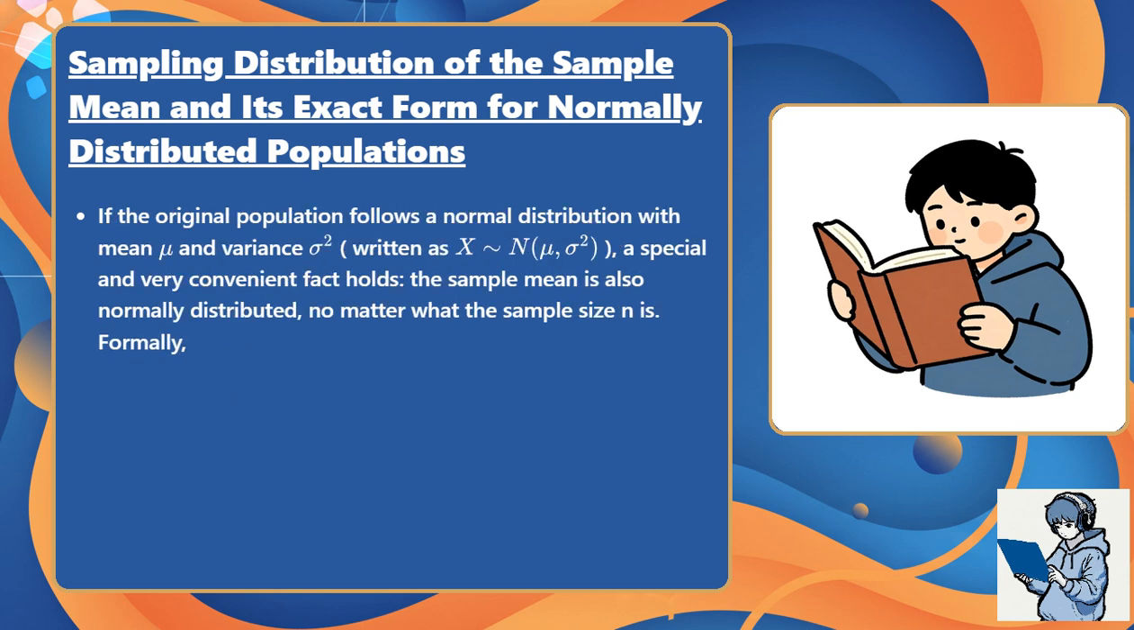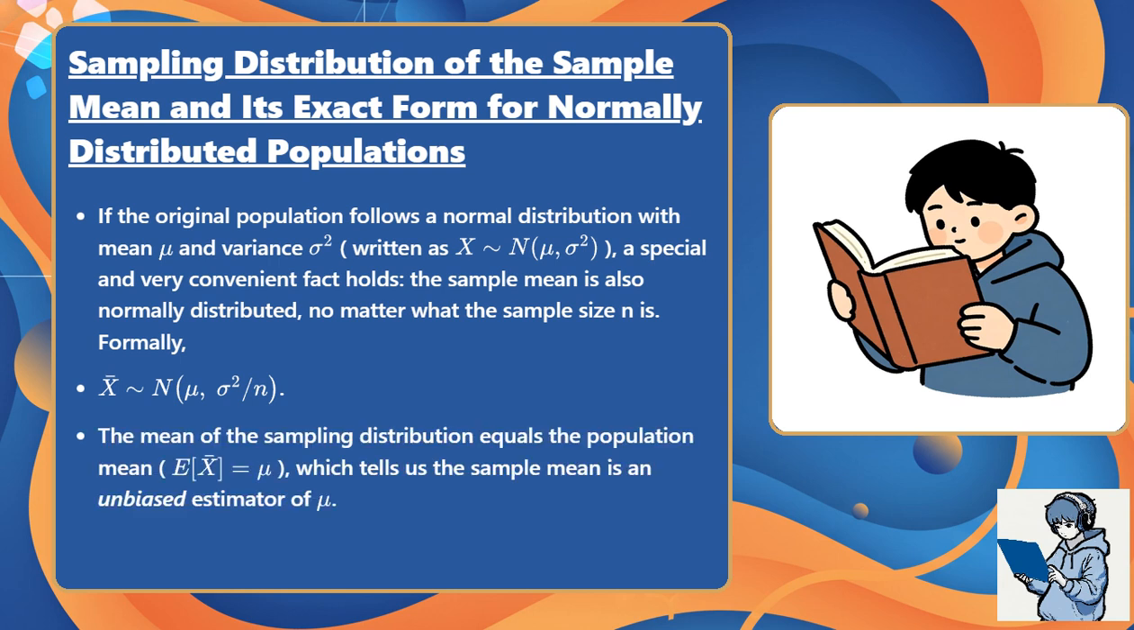mean. If the original population follows a normal distribution with mean mu and variance sigma squared, written as x is distributed as normal of mu and sigma squared, a special and very convenient fact holds. The sample mean is also normally distributed, no matter what the sample size n is. Formally, x bar is distributed as normal of mu and sigma squared over n.